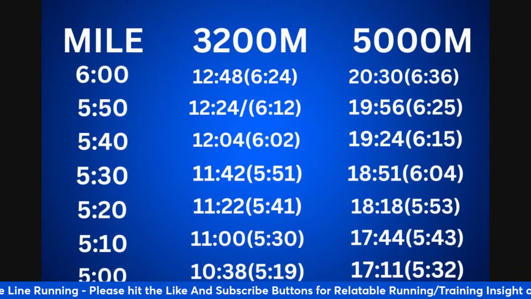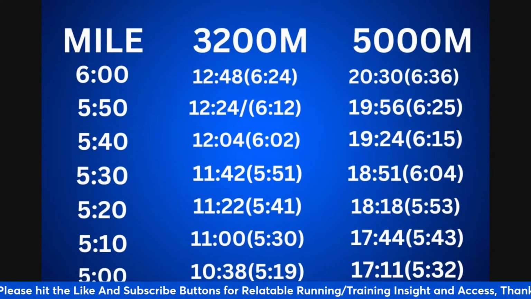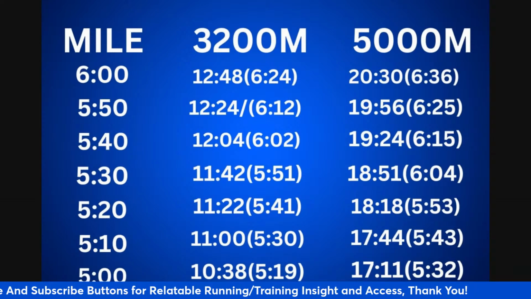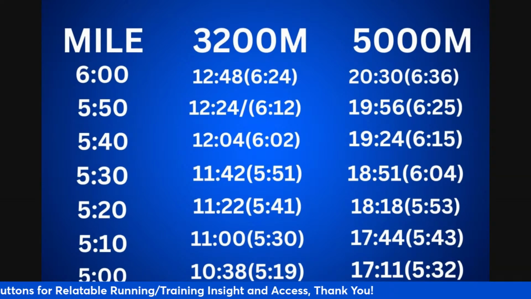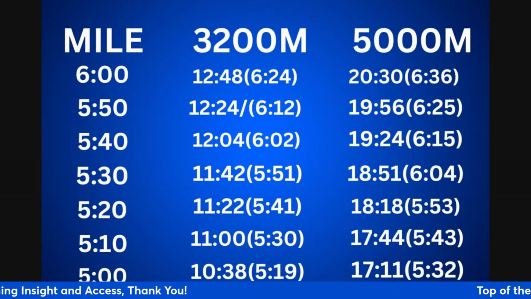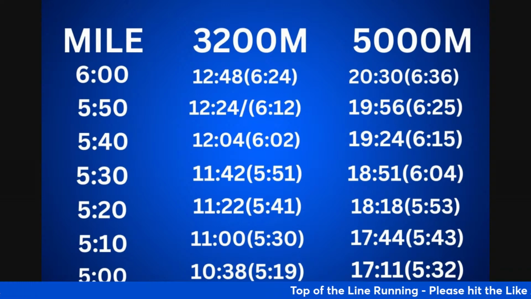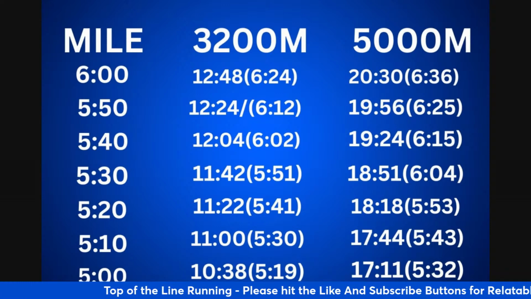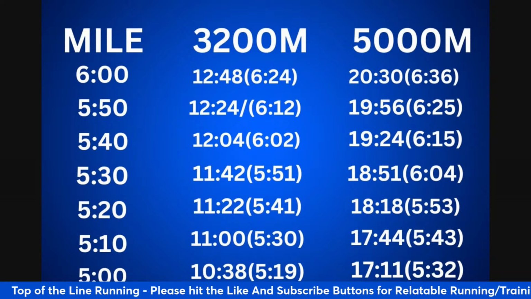So now, if you run a 5:50 for the mile, you're at about 12:24 for 3,200, 6:12 per mile. Then that also puts you at 19:56 for the 5K and 6:25 per mile. If you're at 5:40 for the mile, 12:04 for the 3,200, 6:02 per mile, and 19:24 for the 5K, which is 6:15 per mile.